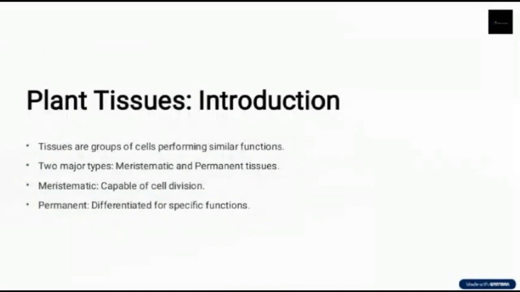Meristematic tissues are tissues responsible for cell division. You can say that they are the actual growth tissue. They are responsible for the plant enlarging in size, producing structures, growing, and the rest. Whereas permanent tissues are mainly differentiated tissues specialized for a specific function. So now let's look at them one by one.